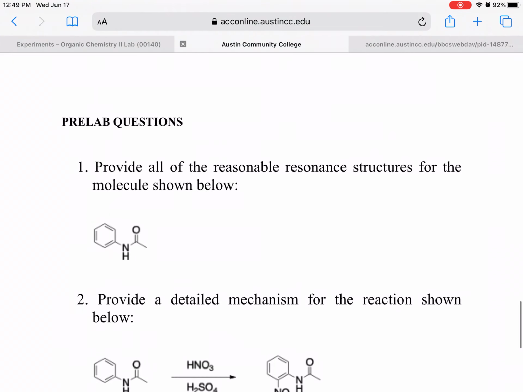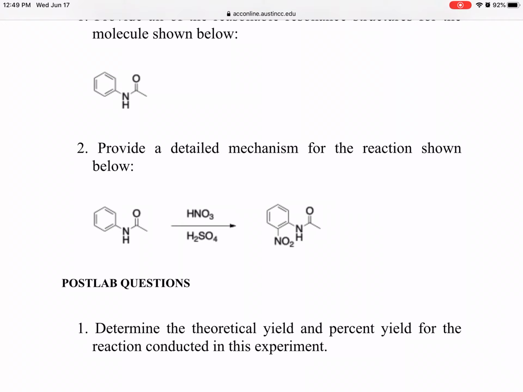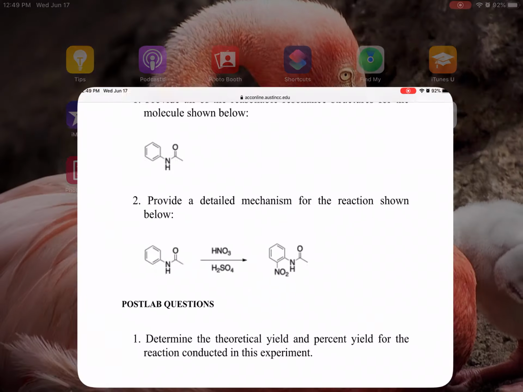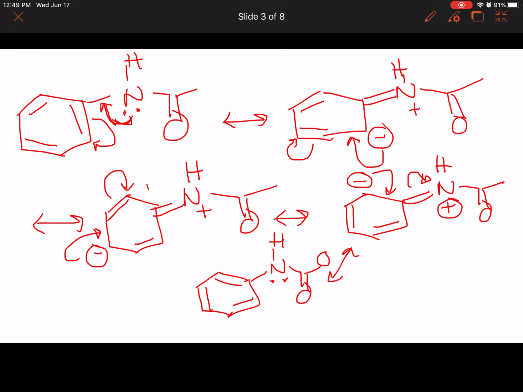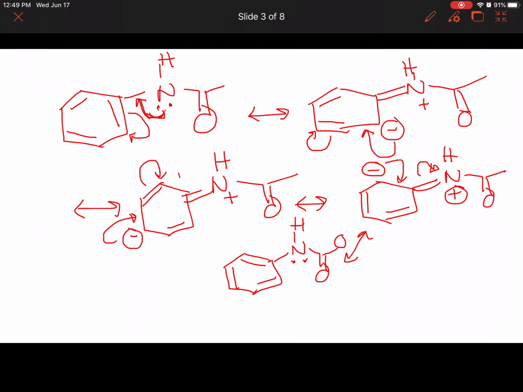Number 2, we have nitric acid and H2SO4 forming the nitronium ion and water, and then the ortho position. Okay, got it. Let's go here now. So you have your amide group, benzene ring, nitrogen, HCOCH3. You're going to be reacting with nitric acid then.